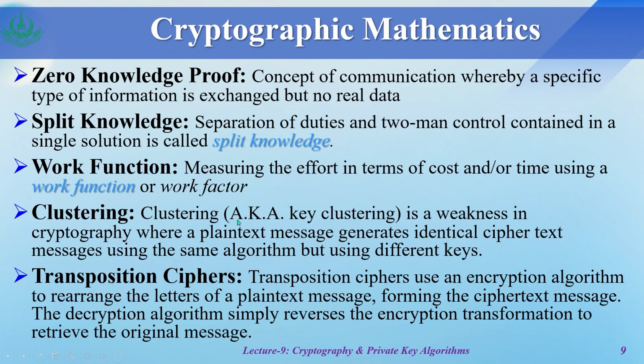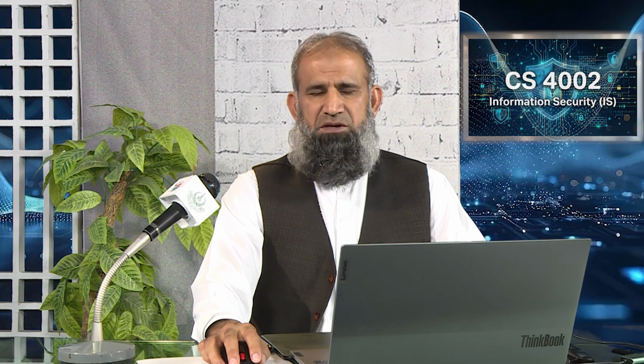Clustering, asymmetric key algorithm. Key clustering is a weakness in cryptography where different plain text messages generate identical cipher text messages using the same algorithm but different keys. Transposition cipher. Transposition ciphers use an encryption algorithm to rearrange the letters of a plain text message, forming the cipher text message. The decryption algorithm simply reverses the encryption transformation to retrieve the original message.